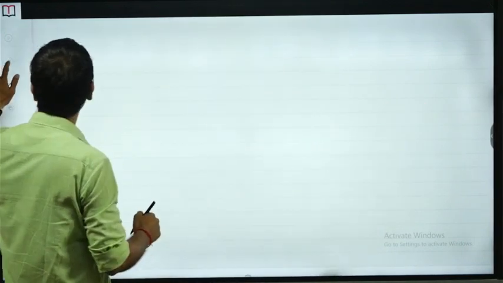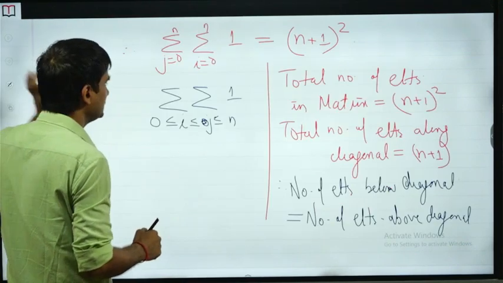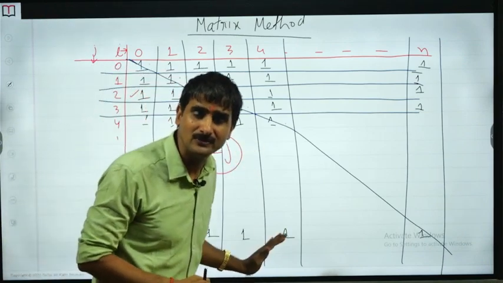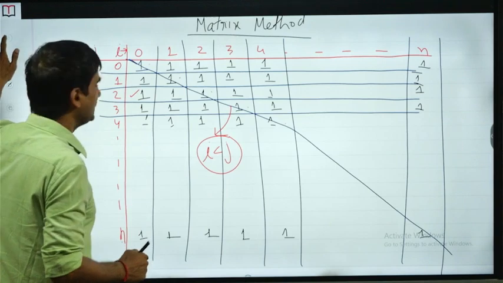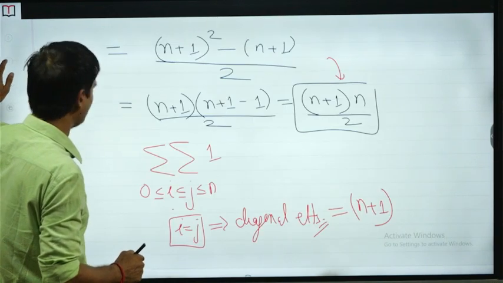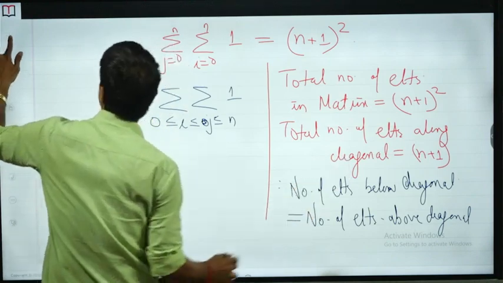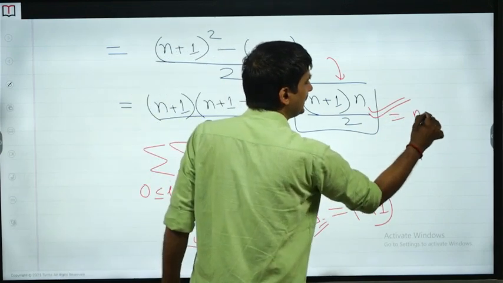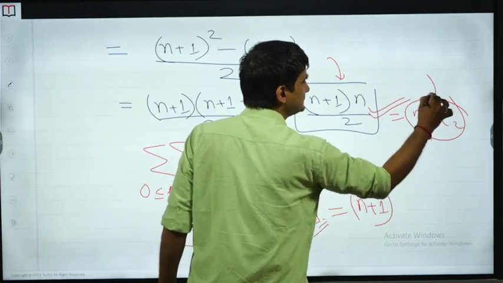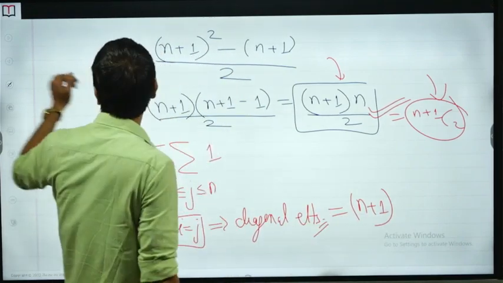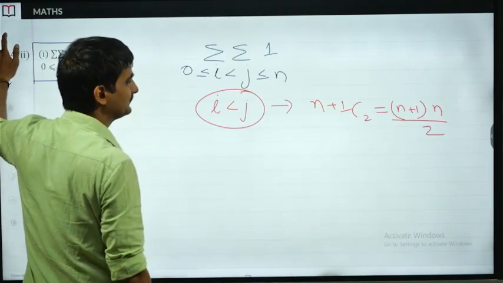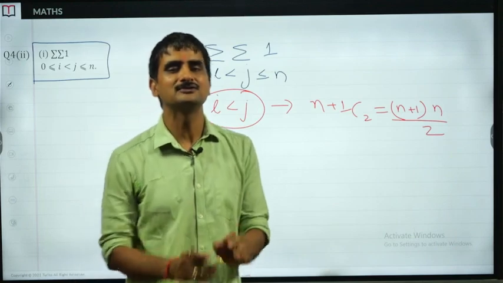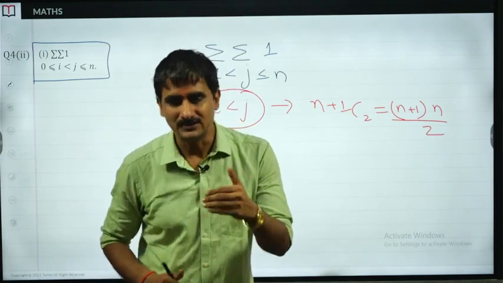And if we go with the matrix method, when i is less than j, you are looking for all those ones which are below the diagonal. So how many elements do we have below the diagonal? The number of elements above or below the diagonal is (n plus 1) into n by 2, which is nothing but n plus 1 c2. So that matches again, the matrix method and the number-of-ways-of-selection method. You can use either of these two methods to solve such double summations.